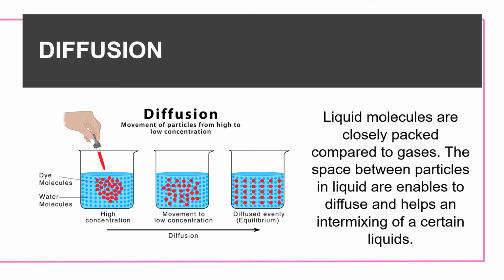For example, a liquid dye. When a dye liquid is dropped into water, at first we can see that at a certain part of the water, there is a higher concentration of the dye liquid. But then, slowly, the dye molecules will spread and move to a lower concentration. They will keep moving until the molecules are diffused evenly into the water.